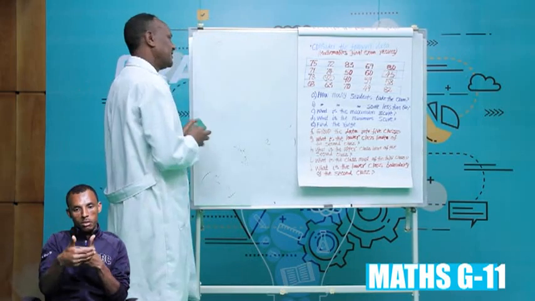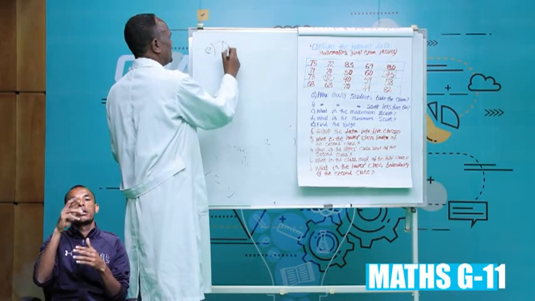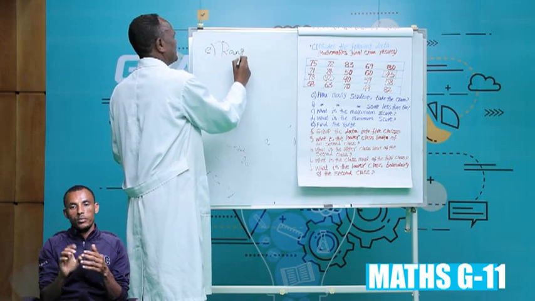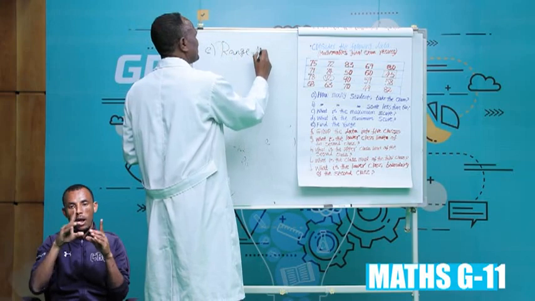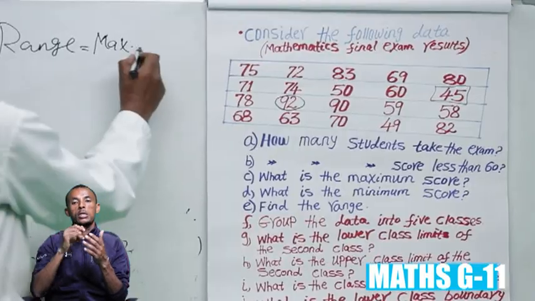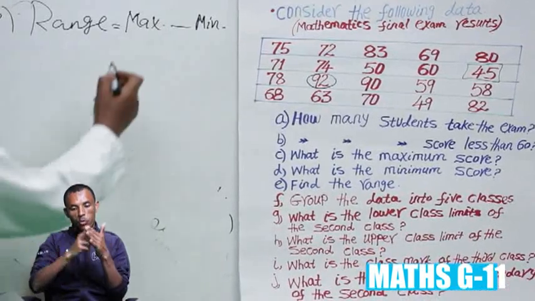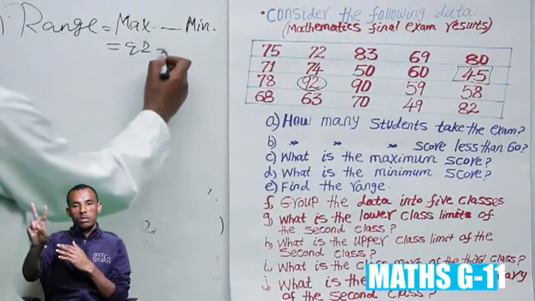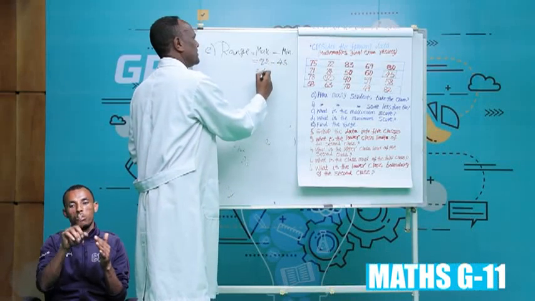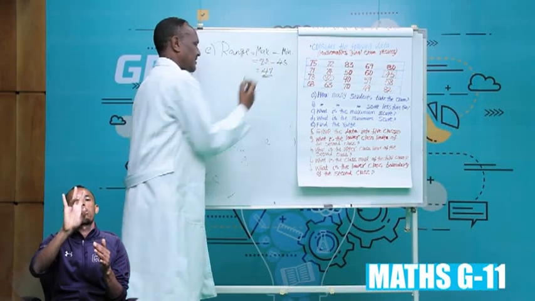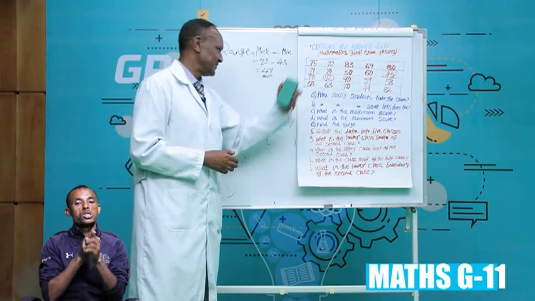Then, E, find the range. What was the definition of range? In a raw data, range is the maximum value minus the minimum value of the data given. So maximum value was 92, minus minimum value 45. You get a result equal to 47. So the first 5 questions can be answered easily.